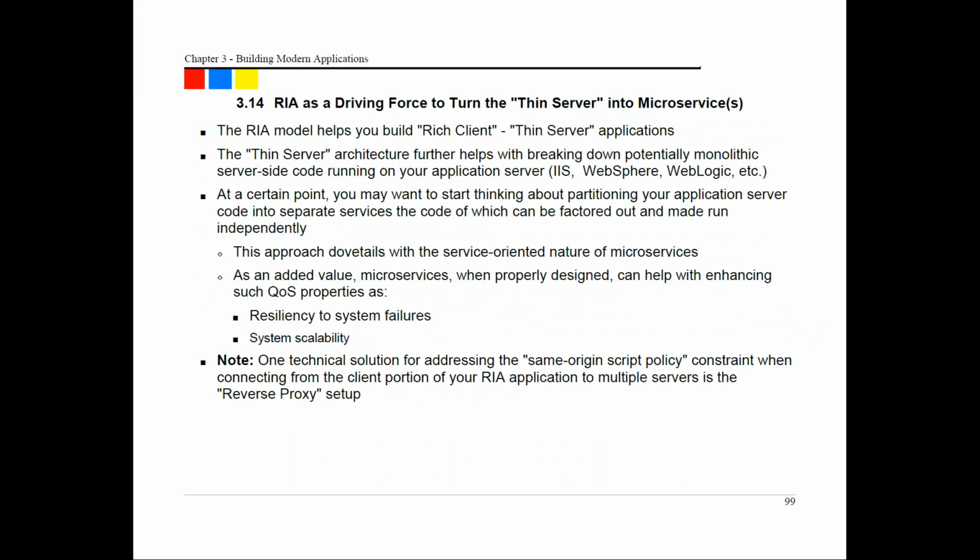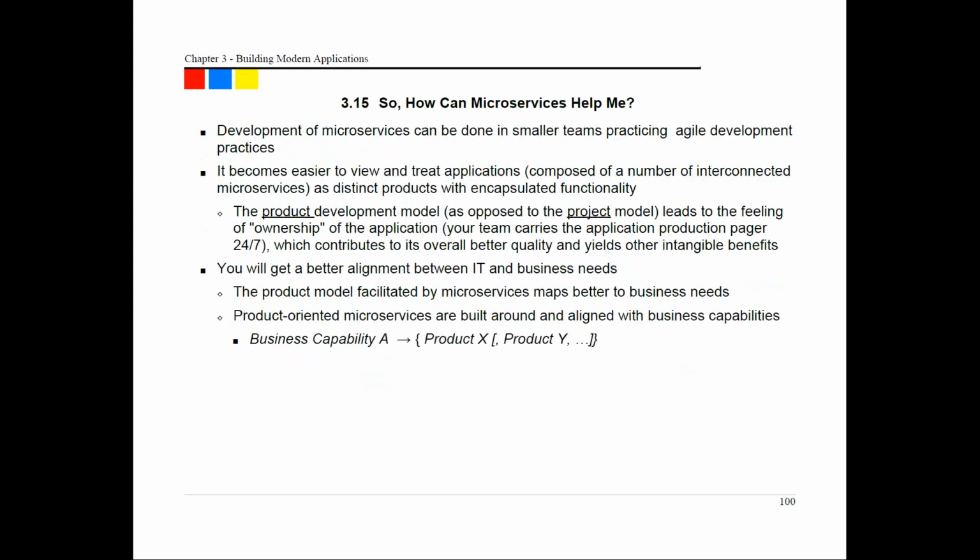And the one thing you have to deal with is the problem of the same origin policy constraint when we're connecting from the client portion of the RIA app. And there's a couple ways we can do that. We can use a reverse proxy setup to allow access to other APIs, or there's actually some headers, the same origin header that we can include in that API that says it's okay if the data that's downloaded is loaded by code that comes from here.